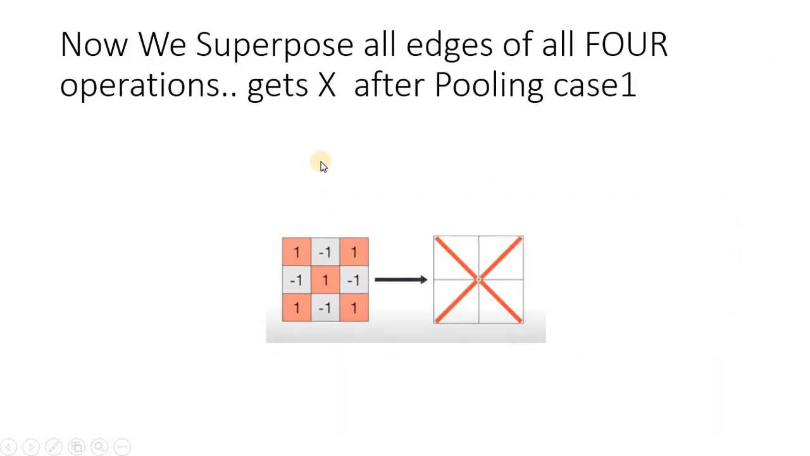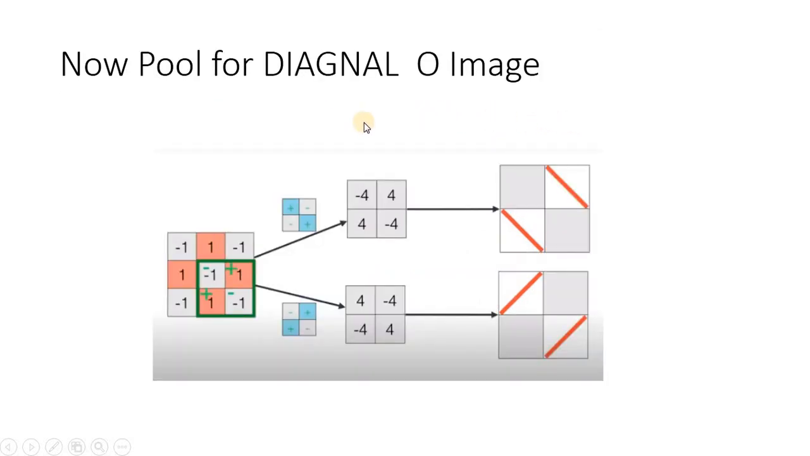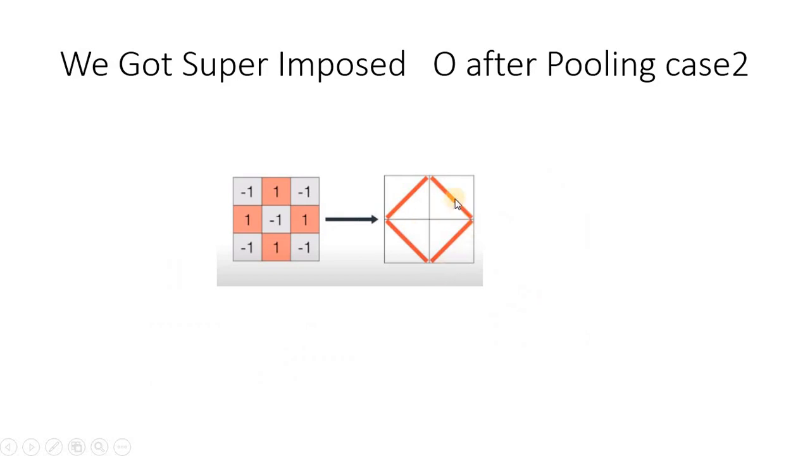Now suppose we superpose all the edges of all four operations, and you get X after pooling for case 1. Now take the second case, a diagonal image. You take the sliding 2 by 2 kernel, slide it over 4 times and do the pooling. You get all these edges, superpose all these edges, and you get a diagonal like this.